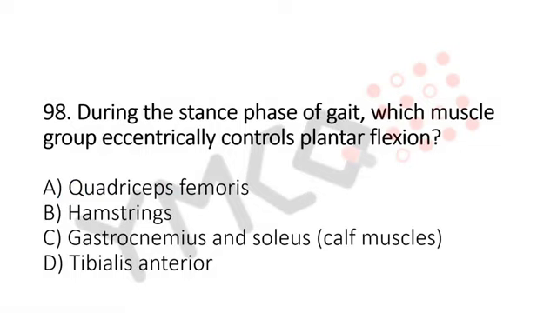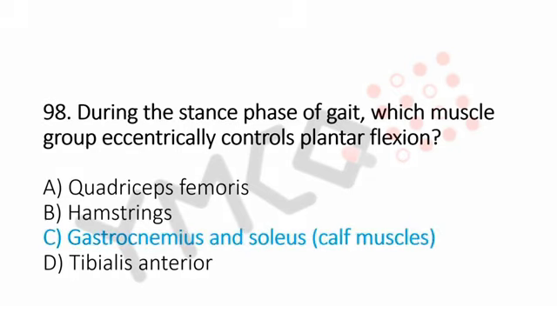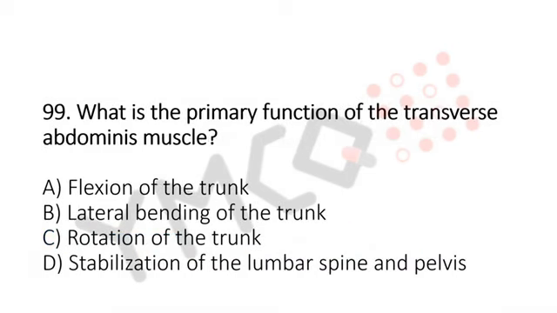During the stance phase of the gait, which muscle group eccentrically controls plantar flexion? Option A, quadriceps femoris. Option B, hamstring. Option C, gastrocnemius and soleus, that's calf muscle. And option D, tibialis anterior. And the answer is option C, gastrocnemius and soleus. Now let's move to question number 99.